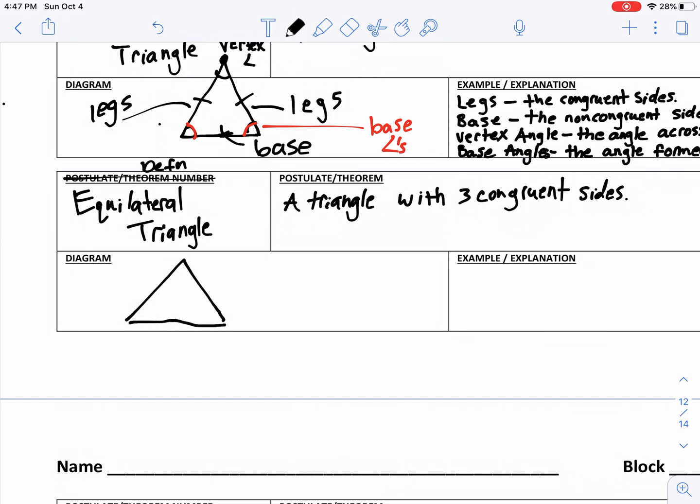So it's saying I have some triangle. Let's try that partially again. Each side would have the same measure, okay? That would be an equilateral triangle where all three sides are congruent.